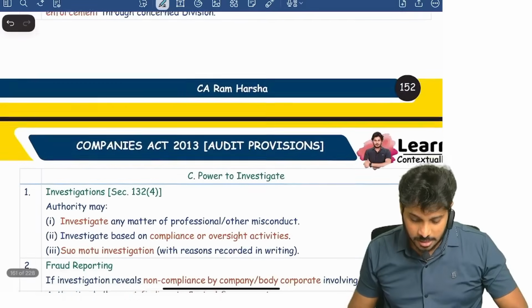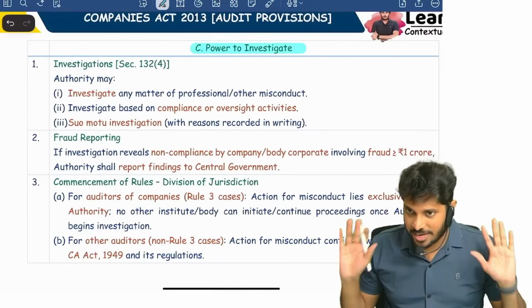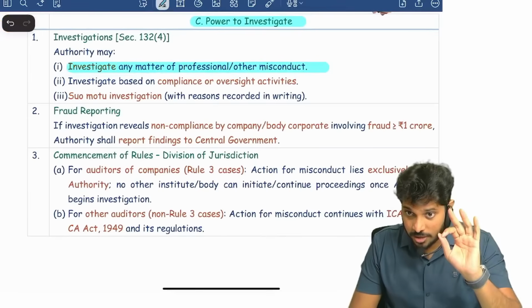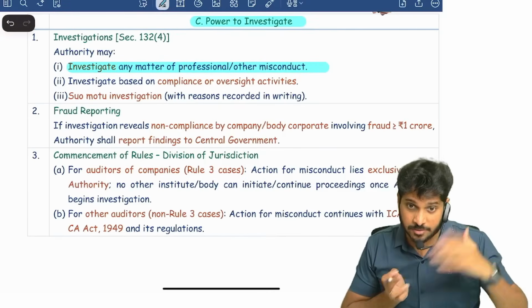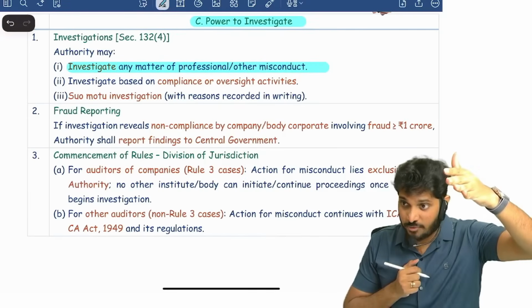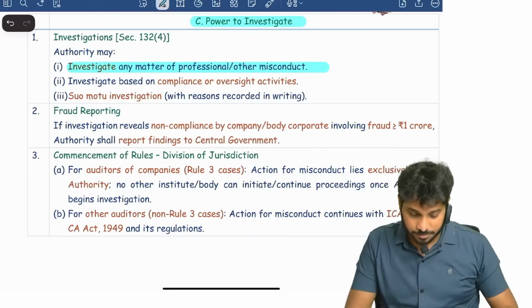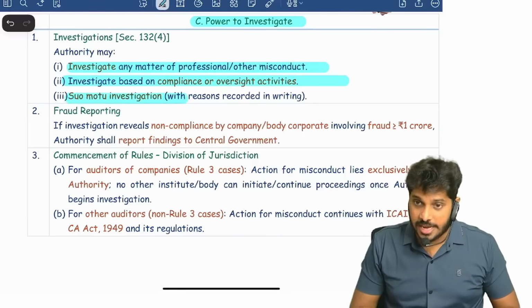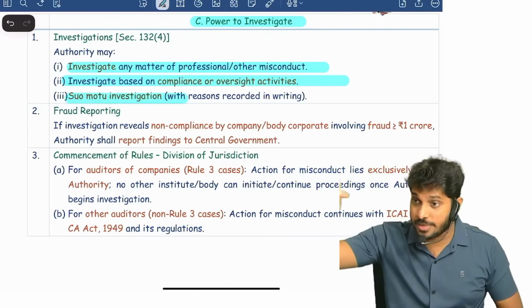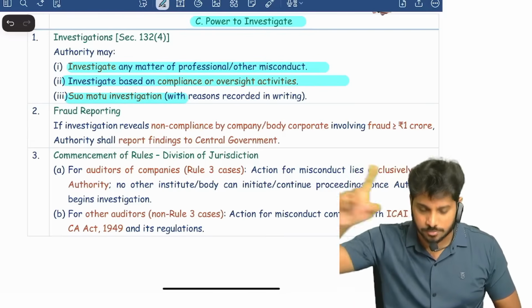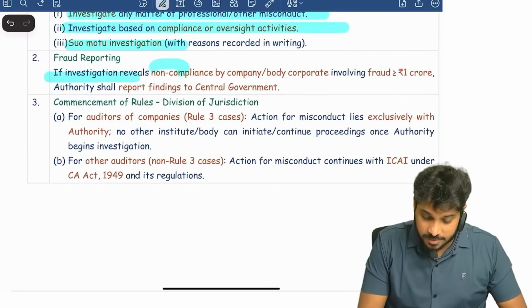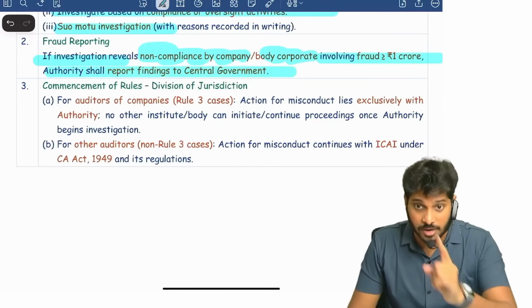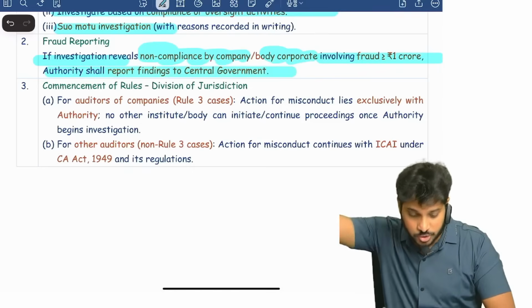Able to understand? So see, they have powers to investigate. What can they investigate? They investigate any matter of professional or other misconduct. If NFRA receives a complaint from some companies that their CA is not working properly, it can investigate based on oversight. Suo moto, on its own, NFRA randomly selects some companies and investigates how their audit is going on. If investigation reveals non-compliance by a company, board or body corporate involving fraud of more than or equal to 1 crore, NFRA will report these findings to central government.